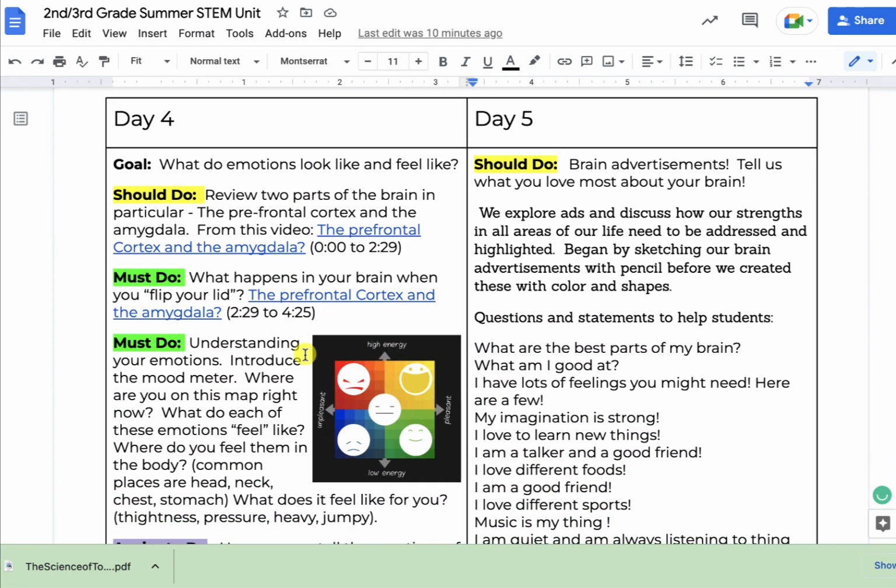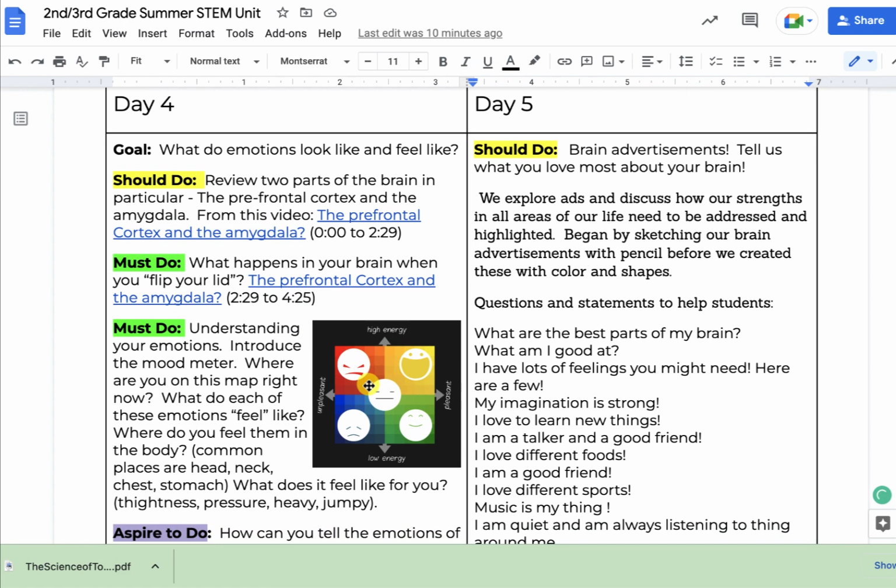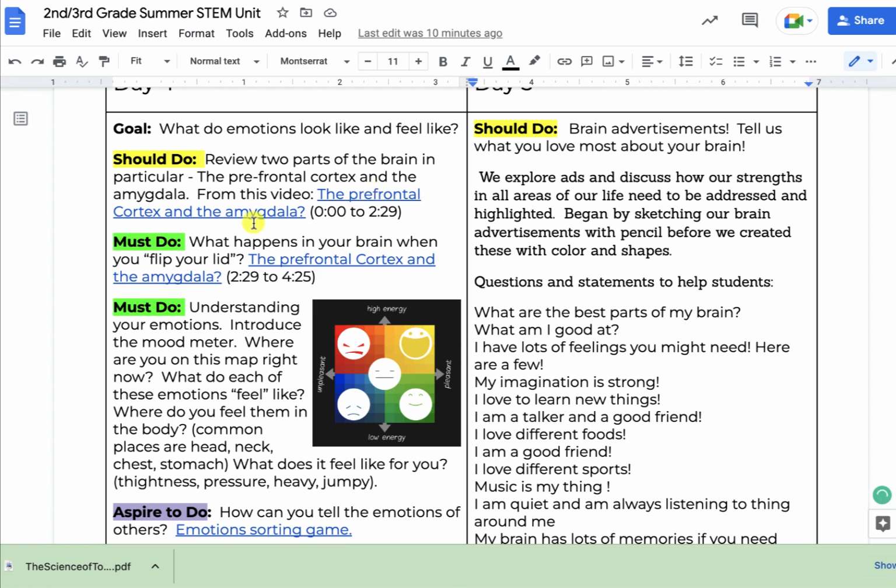And then week 2, we really start to get into the emotional part. What do emotions look like, feel like? We start to talk about the prefrontal cortex and the amygdala. And the amygdala hijack is something, but we don't actually use that word, amygdala hijack. Oftentimes people will use flipping your lid, which is a real common way for people to refer to this conversation.